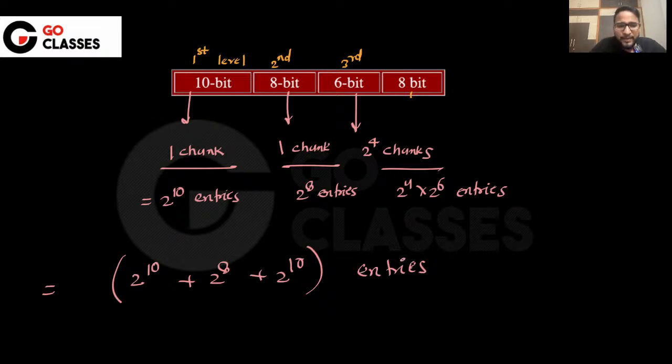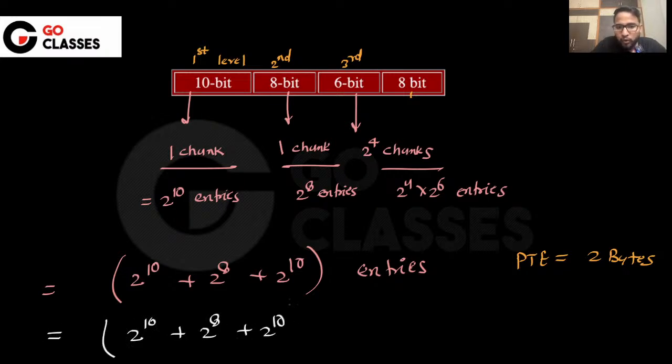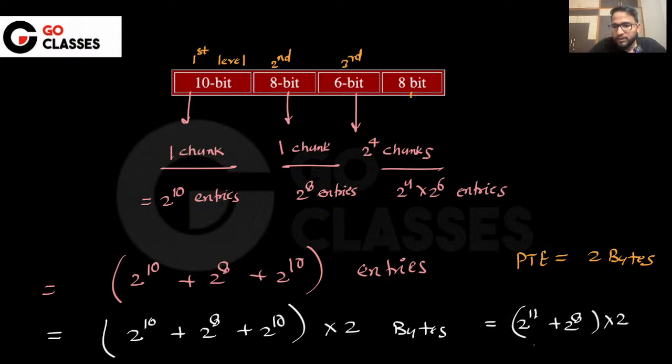And let's suppose each page table entry size is 2 bytes. So how many bytes do I need now? 2 power 10 plus 2 power 8 plus 2 power 10, into 2 bytes, which is basically 2 power 10 plus 2 power 10 is 2 power 11. So it is 2 power 11 plus 2 power 8, into 2, which is 2 power 12 plus 2 power 9 bytes. You can take 2 power 9 common. It is 1 plus 2 power 2, which is 5, bytes.